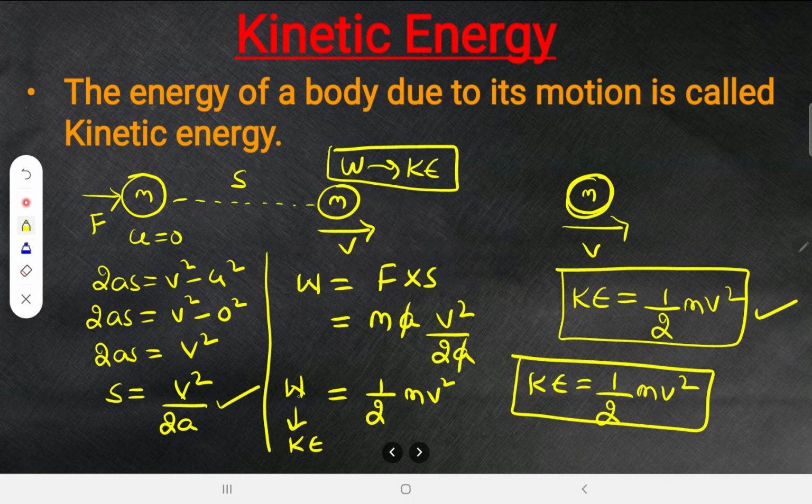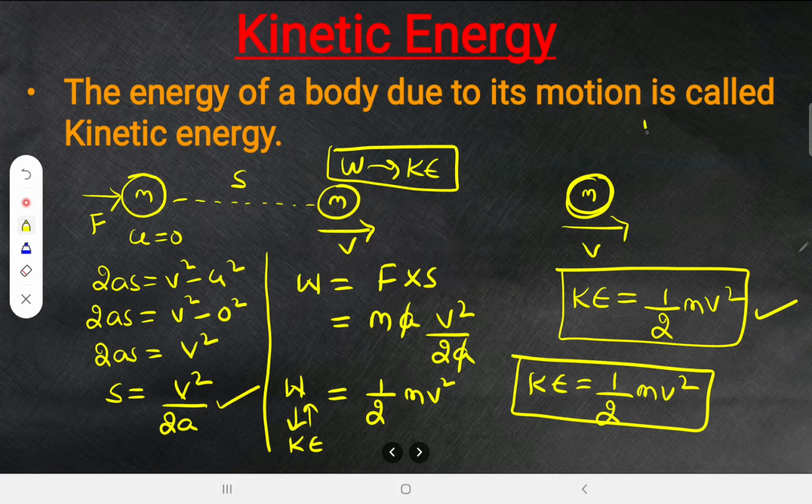So whatever work is done is converted into kinetic energy, because work and energy are interchangeable. If you have energy, you can do the work, and if you are doing the work, it means you have given some energy to the body. That is the meaning of it. These can be used vice versa, interchangeably, work and energy.